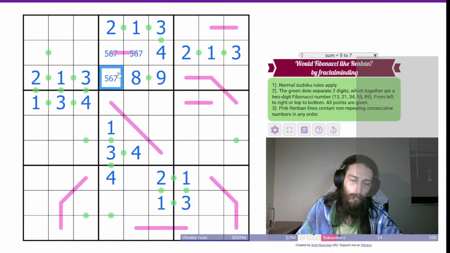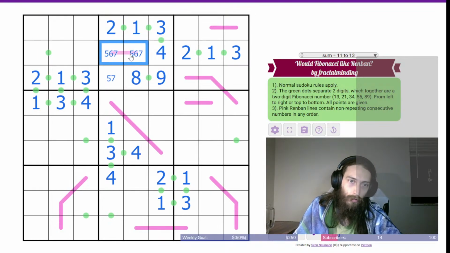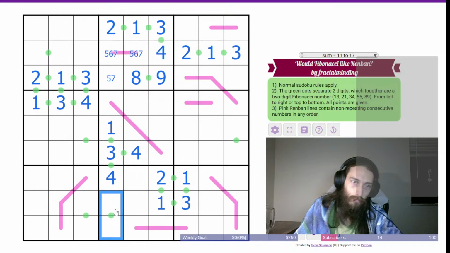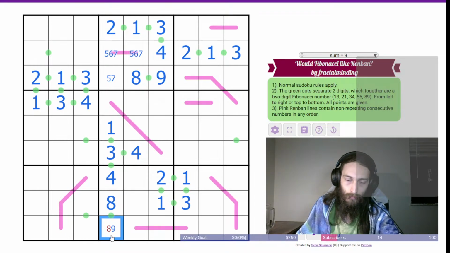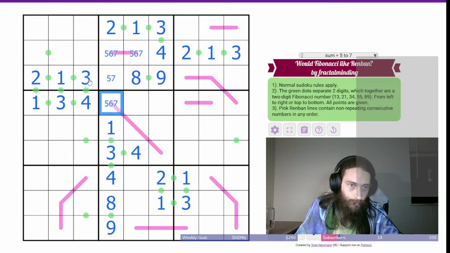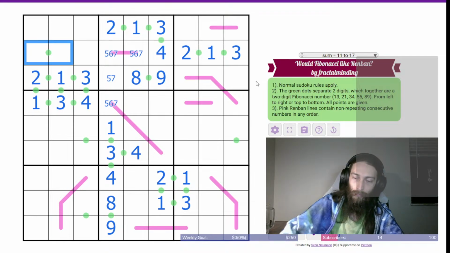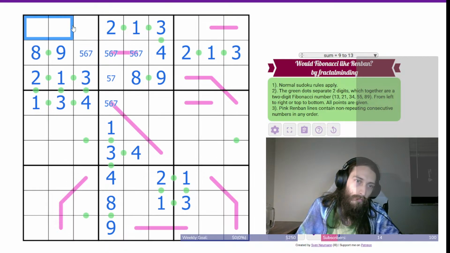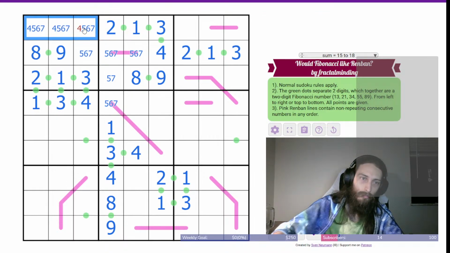5, 6, and 7. 6 has to be on the Renban line here. Column 4 has another green dot at the bottom. It can't be 13, 21, 34, 55, so it's 89. This one's going to have to be 8, 9, because 1, 2, and 3, right. Yeah. 8, 9, 5, 6, 7, 4, 5, 6, 7.